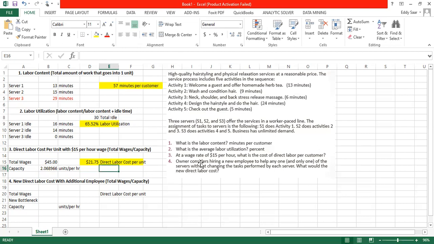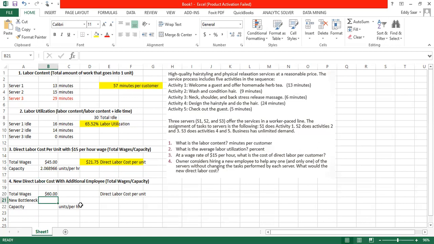Problem number 4, the owner considers hiring a new employee to help with one of the servers without changing the tasks performed by each server. What would the new direct labor cost be? Since we're adding a new employee, now there are 4 employees in total. You would multiply that by the $15 wage, and now your total wages are $60 an hour.